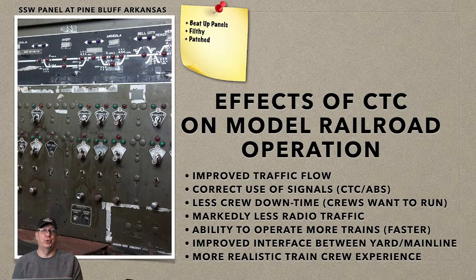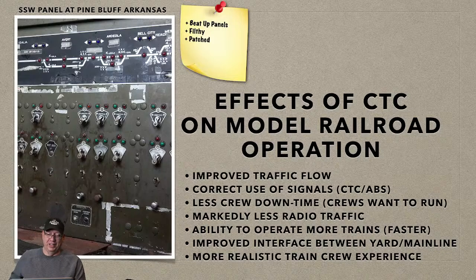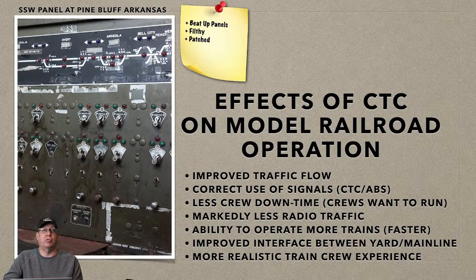And that's really cool to watch happen. Us model railroaders are ornery people. There's a lot of ornery interface between the main line and the yard, just like there is in the prototype. I'm not going to say animosity, that's the wrong word, but there's a lot of kidding and joking and teasing that goes on with that interface. So anyway, and then of course the last thing is it's a far more realistic train crew experience because most mainline railroads now run with some form of signaling.